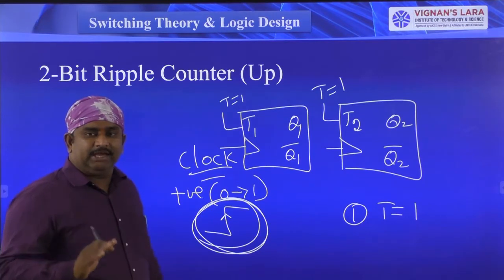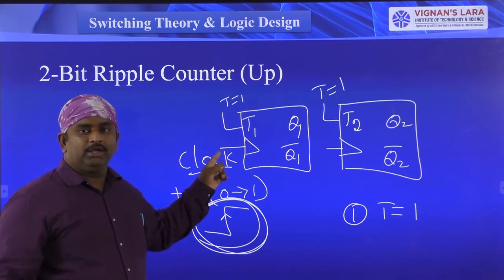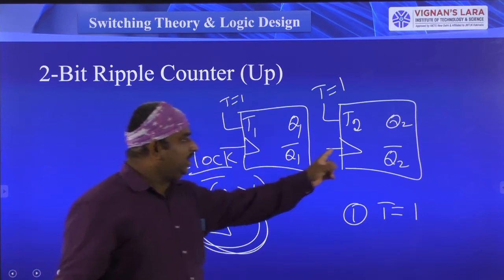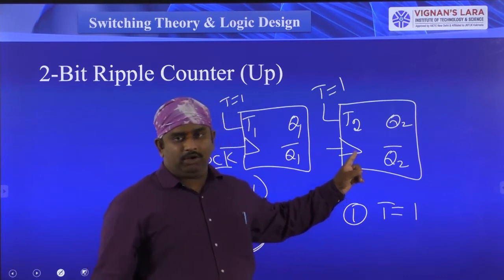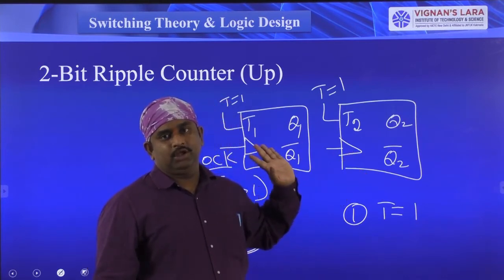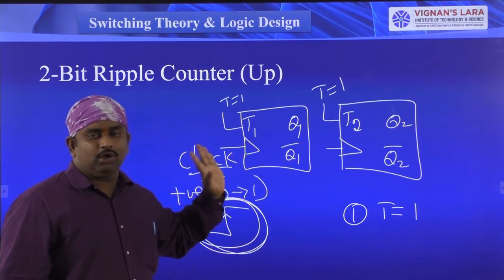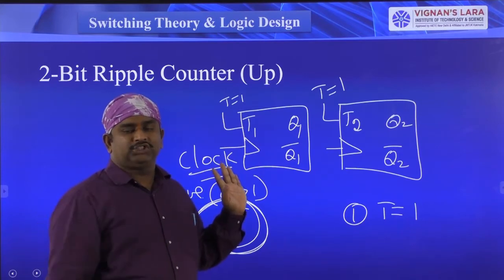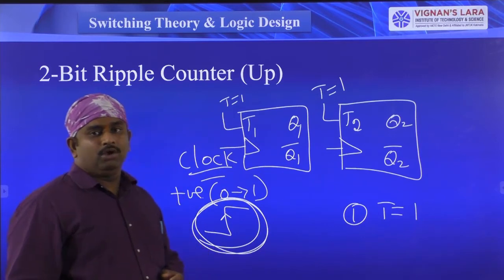Whenever the clock input is shifting from 0 to 1, then only the flip-flop is going to work. So here 2 flip-flops are there, and 2 clock signals are there. When the logic 0 to logic 1 transition occurs at these inputs, then only these flip-flops are going to work.